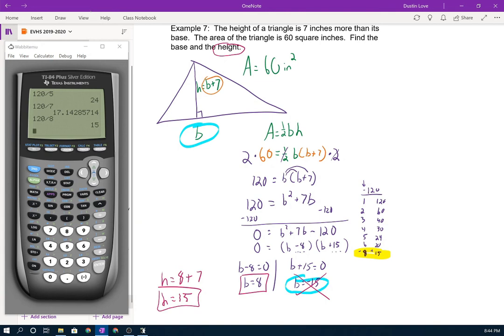I know that one was a long one. If it gave you problems, go back, rewatch it through. It's not that difficult, but it does use a technique we haven't used for a while, since Algebra 1.